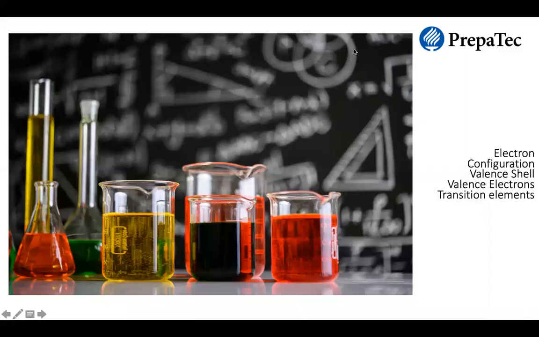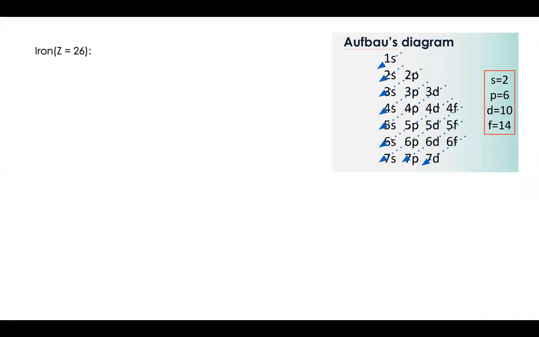During this video, we are going to review the concept of valence shell and valence electrons for transition elements. In order to determine valence electrons and valence shell for an element, we first have to determine the electron configuration of that element. Remember that the valence shell is the highest energy level in the electron configuration, and valence electrons are the electrons that we have in the valence shell.